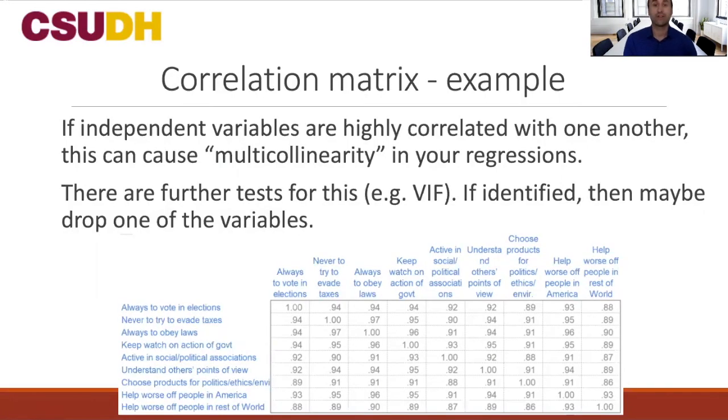So the third element that we include in our papers is a correlation matrix. A correlation matrix tells us the relationship between pairs of variables, and you can see those represented here in this table. So for example, the relationship between always voting in elections and never trying to evade taxes is quite high. There are clearly some people who never evade taxes but still vote in an election, and vice versa, but the relationship is fairly strong. Now, if independent variables are highly correlated with one another, this can cause multicollinearity in your regressions. And there are further tests for this. If you identify this, then maybe you should drop one of the variables, or maybe you don't need to. There's debate around this. This will be in part 2 of the multiple regression video.